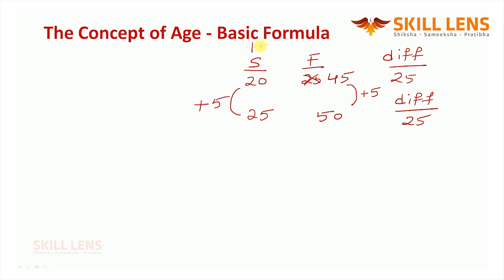Before 5 years, can I say it's 15? Before 5 years, can I say it's 40? 40 and 15, the difference is again what? 25. So point number 1. In ages, two persons' age difference is always same. Okay, this is a very important point. In ages, two persons' age difference is always same.